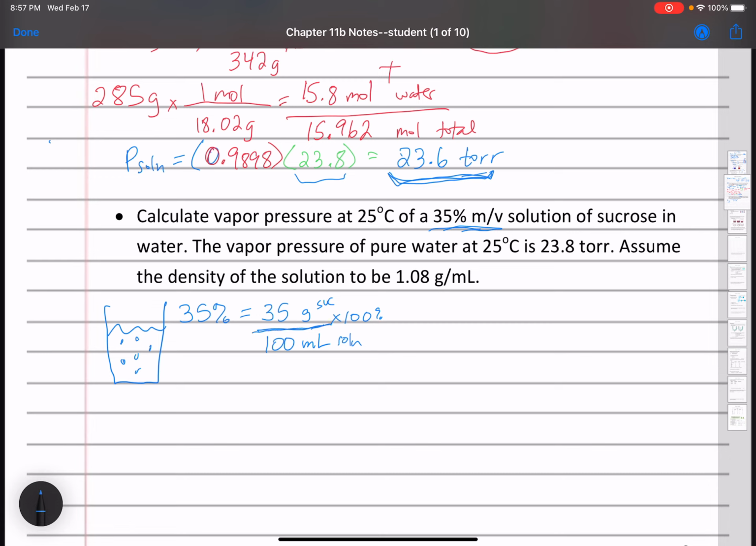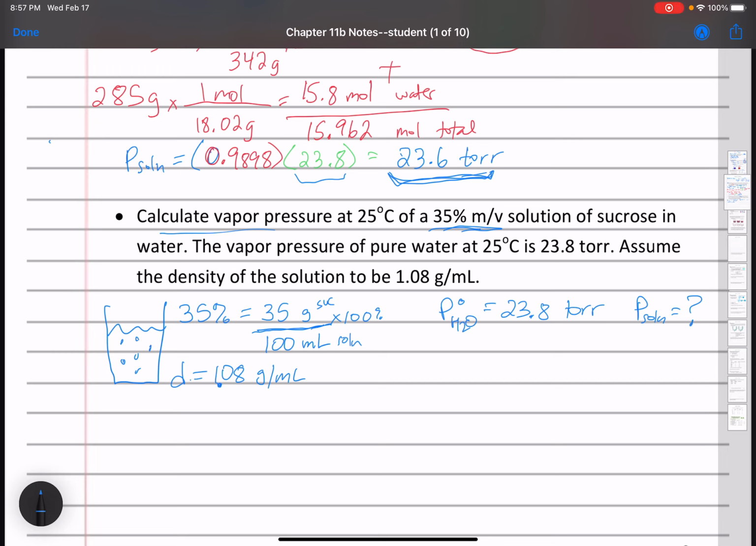The vapor pressure of pure water is 23.8 torr. Assume the density of the solution to be 1.08 grams per milliliter. And what did it ask for? Oh, the vapor pressure of the solution. So that's what we're trying to find, the vapor pressure of the solution.